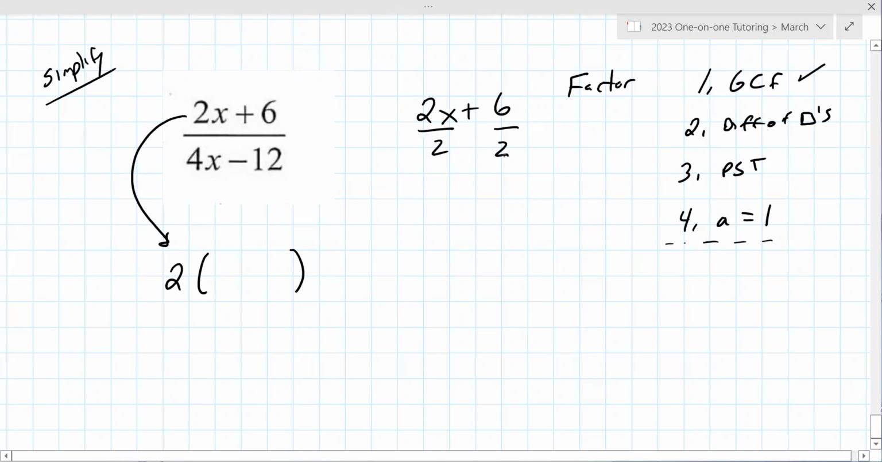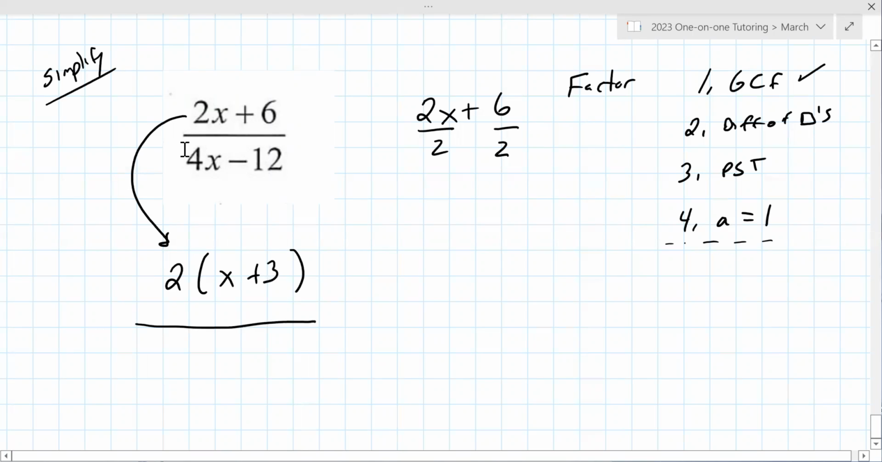And we have done this before. I know it's probably been a couple weeks. You divide each of these by the thing that goes on the outside. Would that be 1x plus 3? Yes. Very good. Now we're going to do the same thing on the bottom.